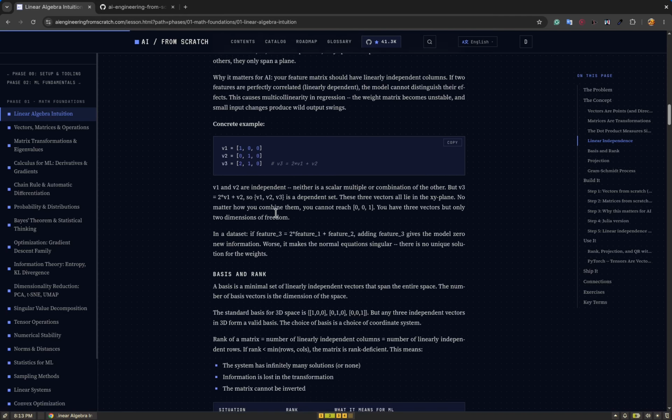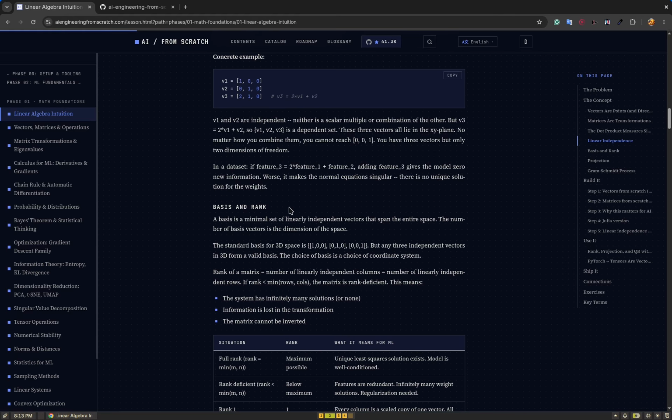All right, let's continue. A basis is a minimal set of independent vectors that span the entire space. I know this, it's just the identity vectors. The number of basis vectors is the dimension of the space. The standard basis vectors for 3D space represent x, y, and z. So this is essentially a 3D vector. But any three independent vectors in 3D form a valid basis. The choice of basis is a choice of coordinate system.